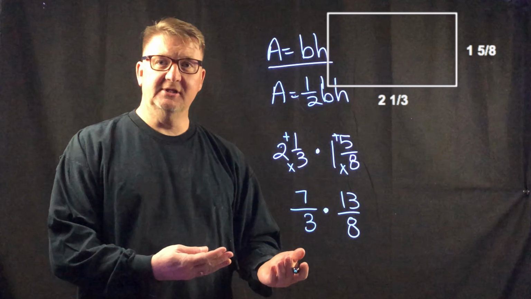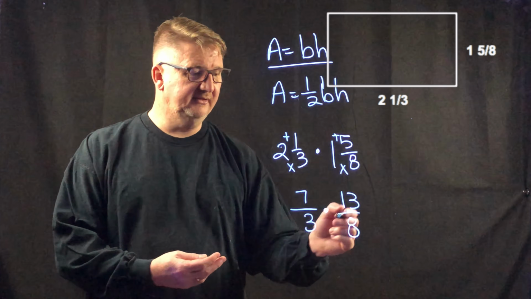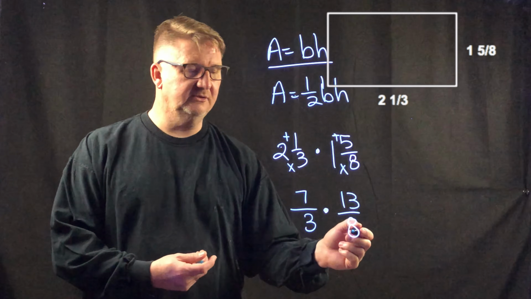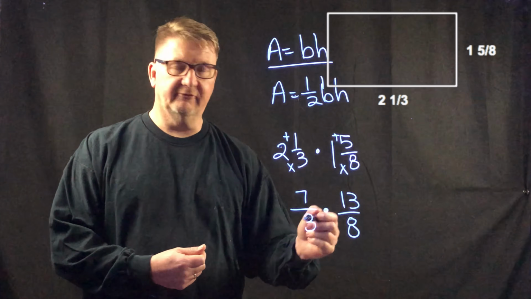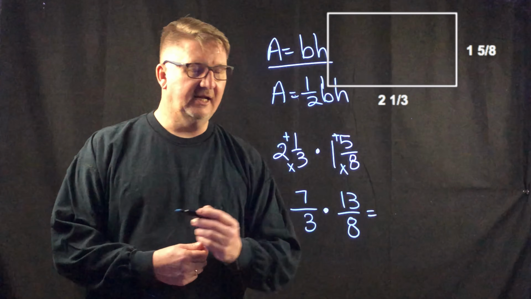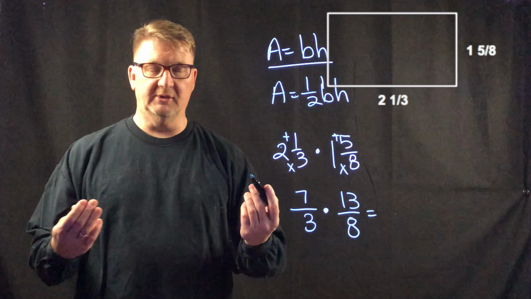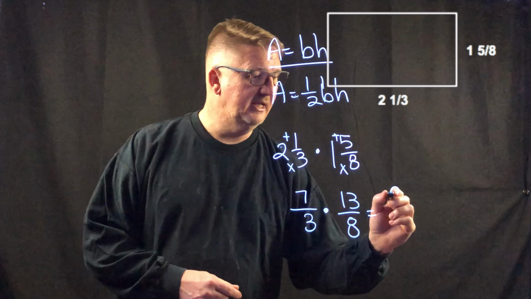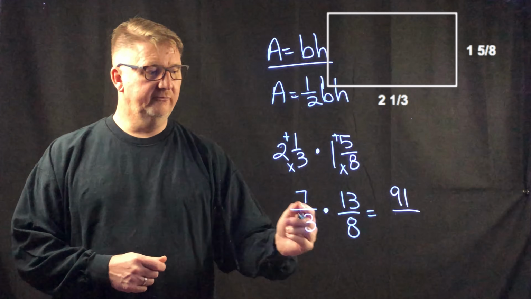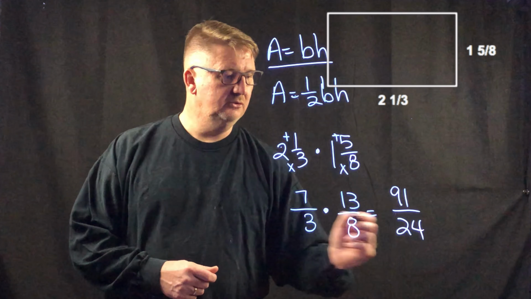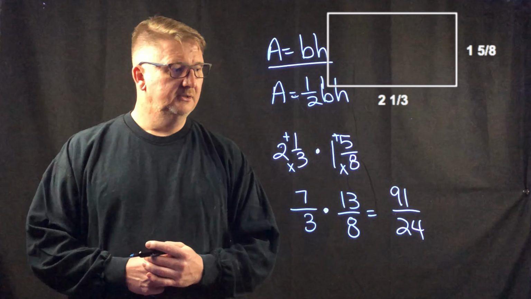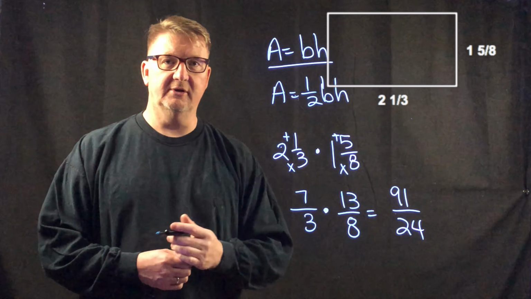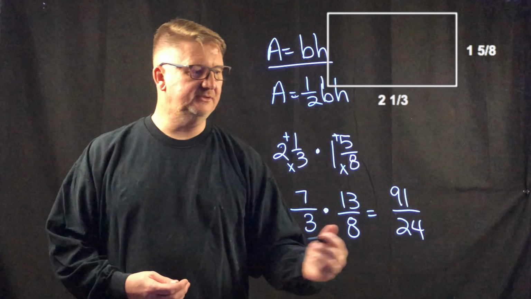Okay, I check to see if I can simplify. I can't simplify this or this, and I can't simplify a numerator of one fraction with the denominator of the other for either one of these. So I have to go ahead and just multiply. 7 times 13, let's see, 84, 91, over 3 times 8, which is 24. So the area of this rectangle is 91/24, but I can't leave it like that. I have to simplify that answer.